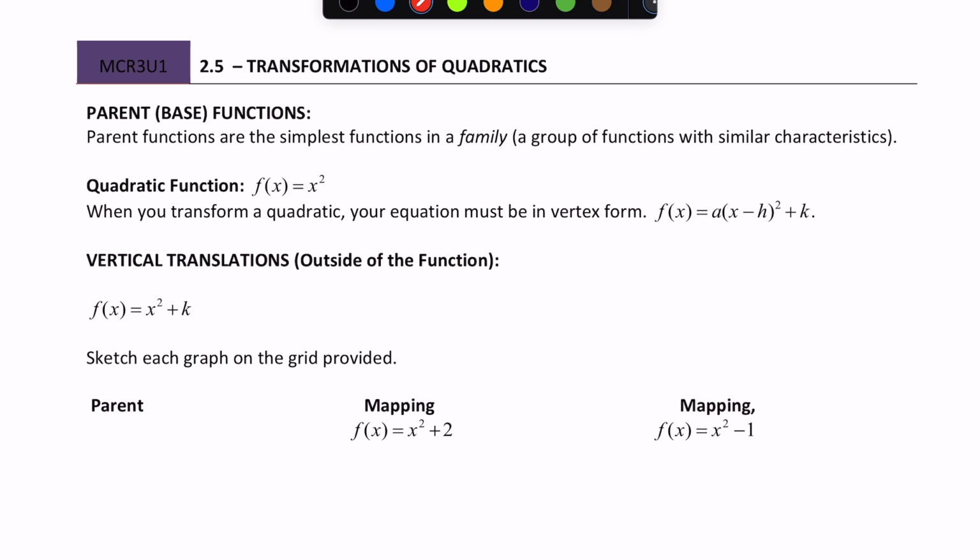Welcome back to another lesson in MCR3U. Today we'll be looking at transformations of quadratics.